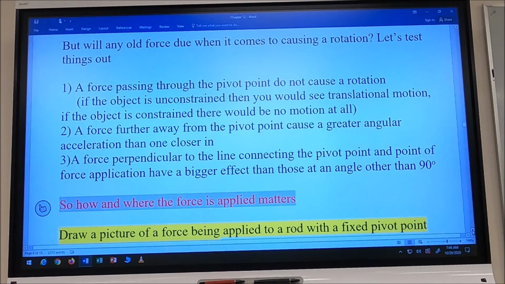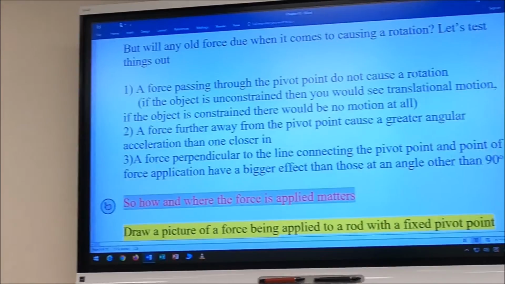For an unconstrained object, a force passing through the pivot point, or the center of mass if the center of mass is a pivot point, will cause translational motion. But any force passing through the pivot point will not cause rotation. Forces further away from the pivot point cause a greater angular acceleration than those closer in. A force perpendicular to the line connecting the pivot point and the point of force application has a greater effect than those at an angle other than 90 degrees.